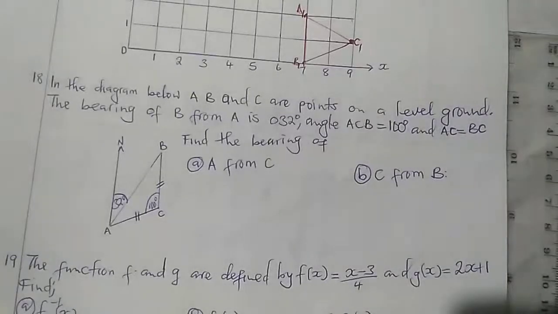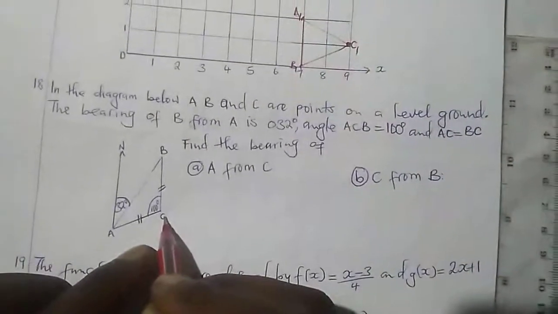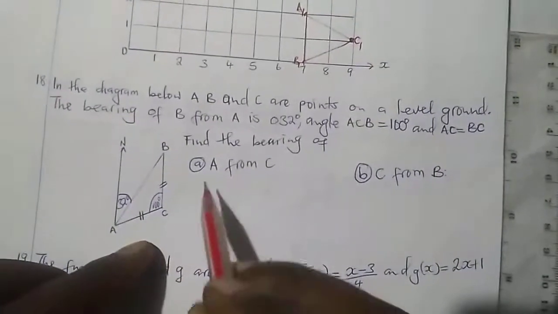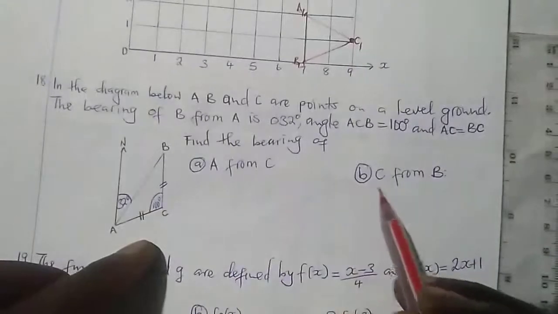Okay, so question 18 was as follows. In the diagram below, A, B, and C are points on a level ground. The bearing of B from A is 032 degrees and angle ACB is equal to 100 degrees, and AC is equal to BC. Find the bearing of A from C and C from B.